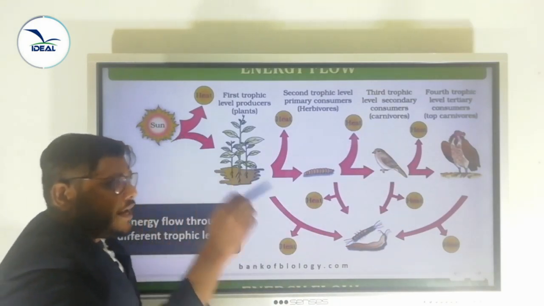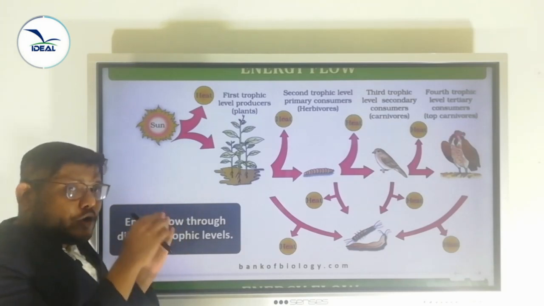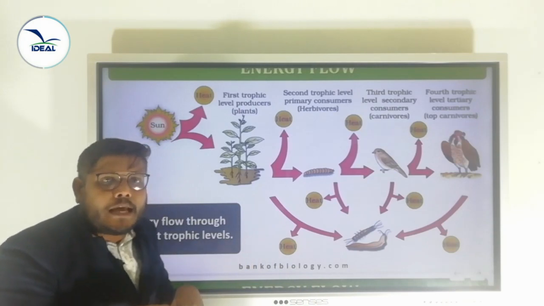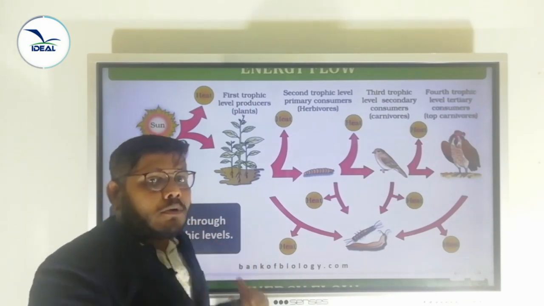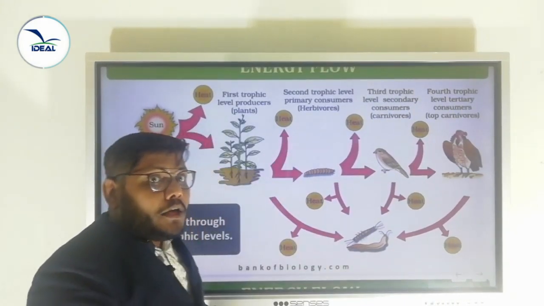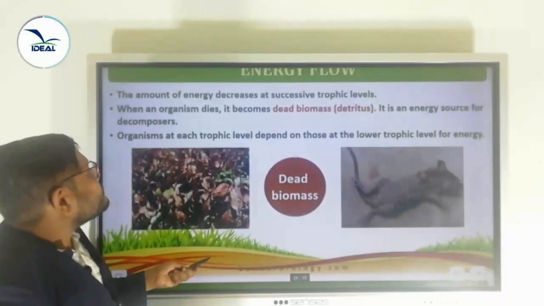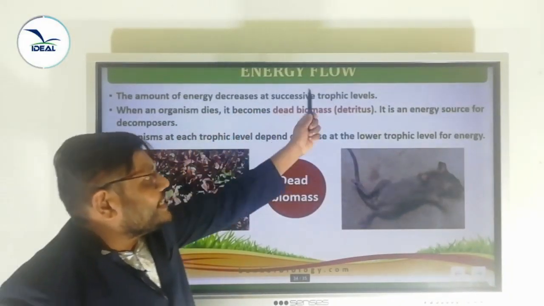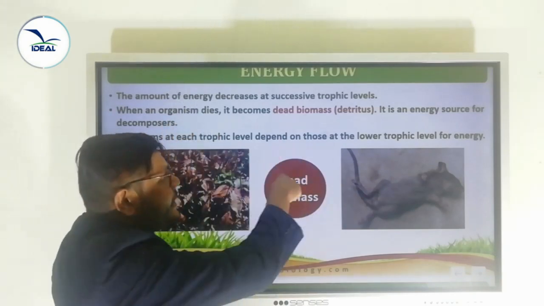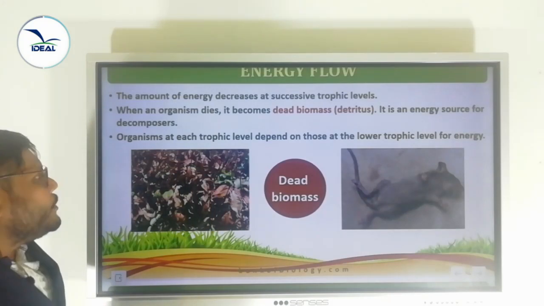During that particular energy flow, one thing will happen. We already know the second law of thermodynamics. What is the second law of thermodynamics? Whenever energy is transferred from one state to another, there is a decrease in useful energy. Look here, for example, the amount of energy decreases at each successive trophic level. When an organism dies, it becomes dead biomass or detritus. It is an energy source for decomposers.